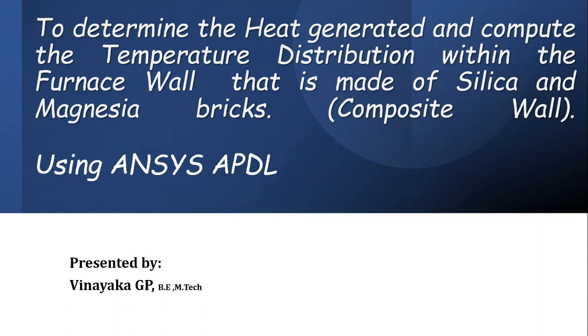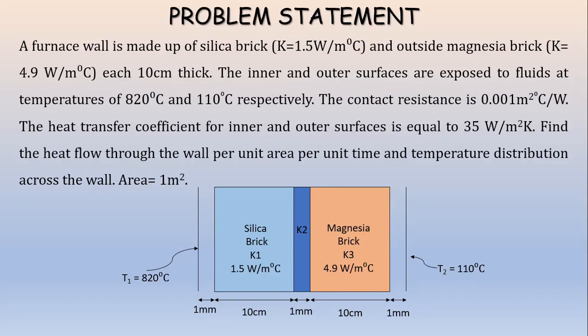In this video, we shall see how to determine the heat generated and compute the temperature distribution within the furnace wall that is made up of silica and magnesia bricks. We can treat this furnace wall as a composite wall because it is made up of two different materials. We shall solve the problem using both the ANSYS approach as well as the analytical approach. Moving on to the problem statement.